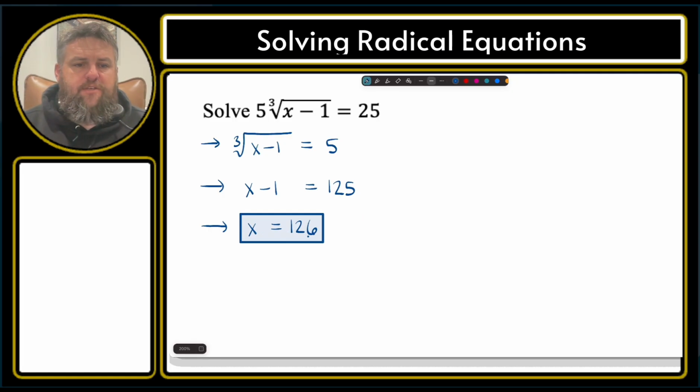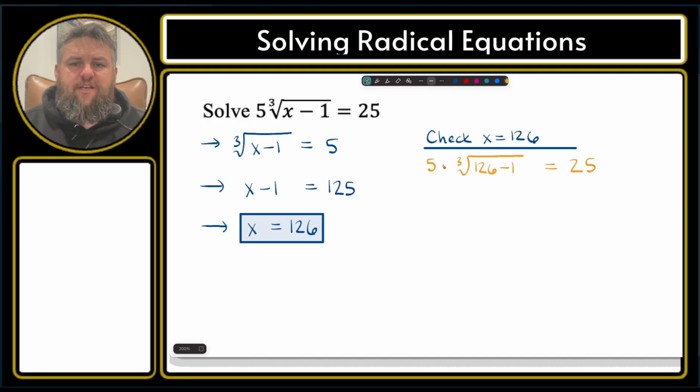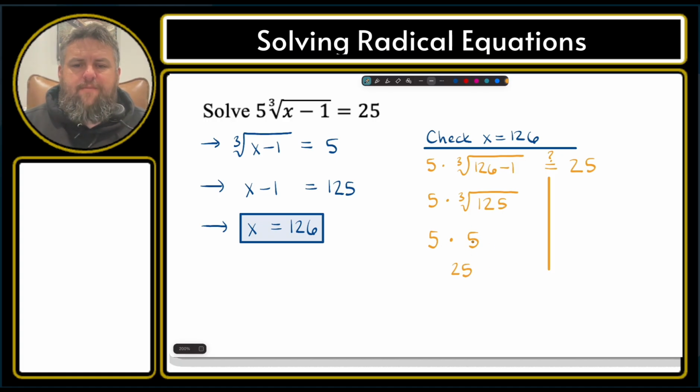Next, I need to check to make sure that that solution is not extraneous. Does 5 times the cube root of 126 minus 1 equal 25? That's what we need to check. On the left side, I have 5 times the cube root of 125. On the right side, it's still 25. Evaluating the cube root of 125, I get 5. And then 5 times 5 is 25. So x equals 126 is a good solution.